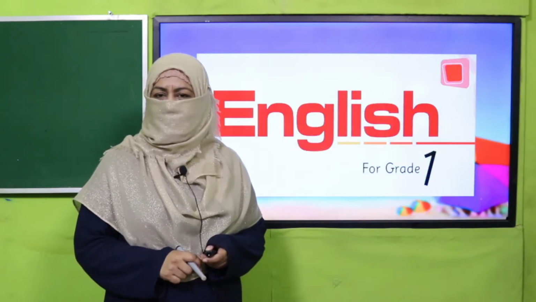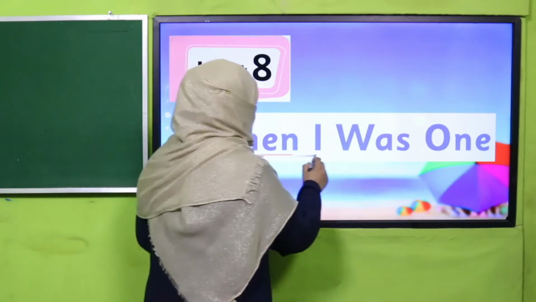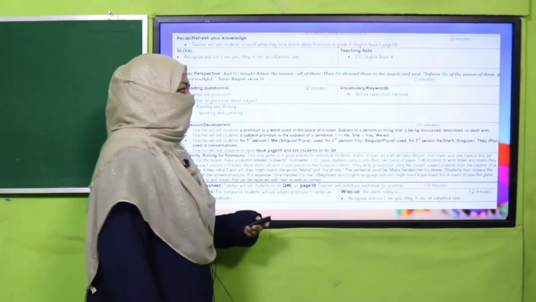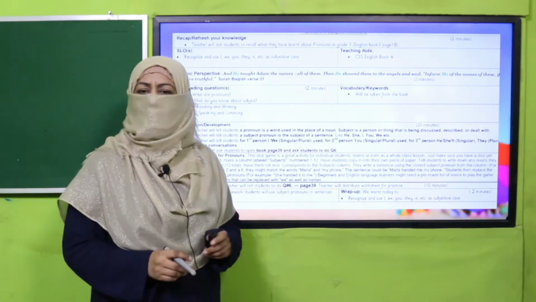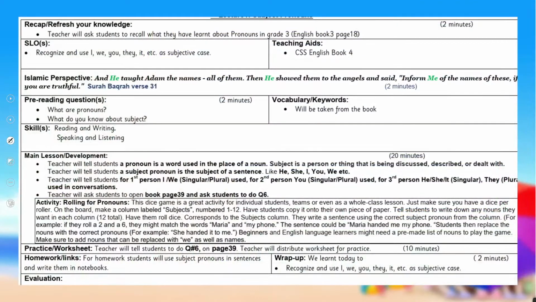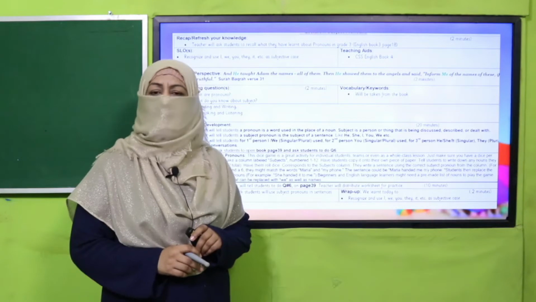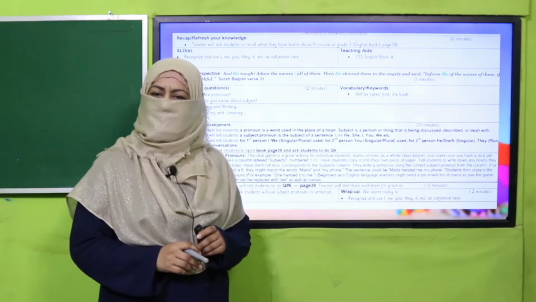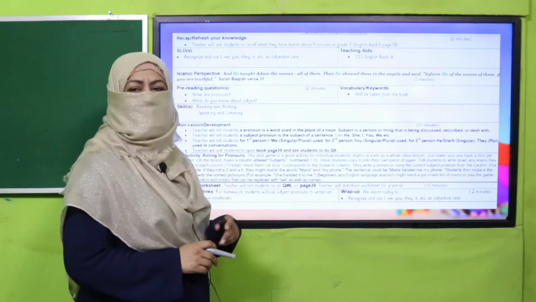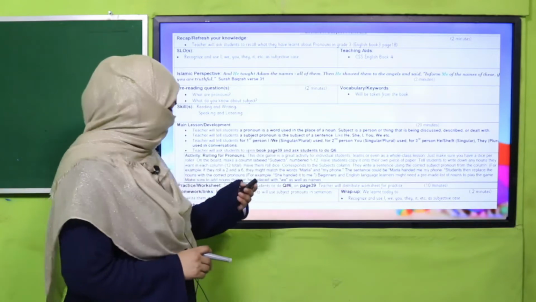We are learning Unit 8. It's a beautiful poem with the title When I Was One. My dear fellow teachers, this lesson plan, PowerPoint presentation and worksheet links are given. You may click it, download it, follow it as it is or modify it for your convenience. I'm going to deliver my lecture according to this lesson plan.